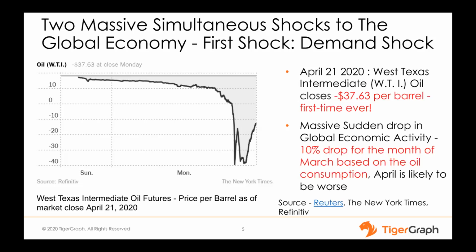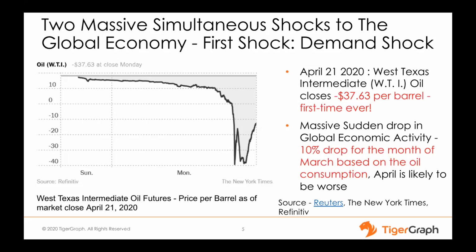Now, to understand how severe the demand shock really is, look at the 10% drop in economic activity in March. During 2008 to 2009, what is sometimes called the Great Recession, it took 18 months for that to occur. So 18 months was the period over which global economic activity dropped by 10% back in the 2008-2009 timeframe. We achieved that in just a month. So it's a fairly severe situation in terms of a demand shock.